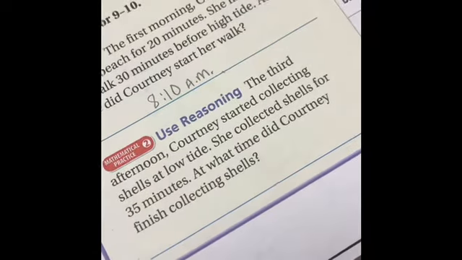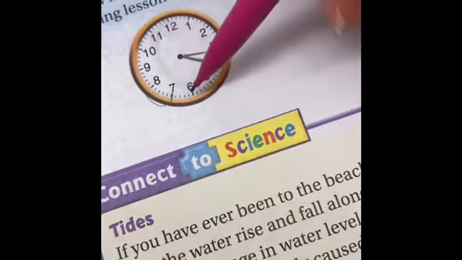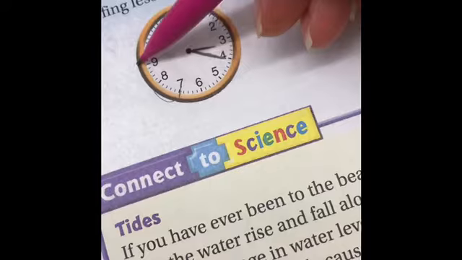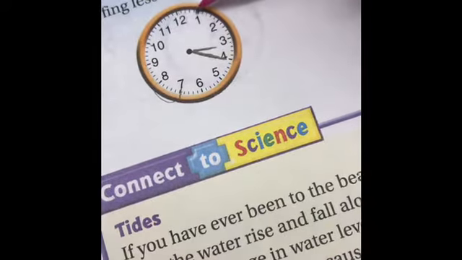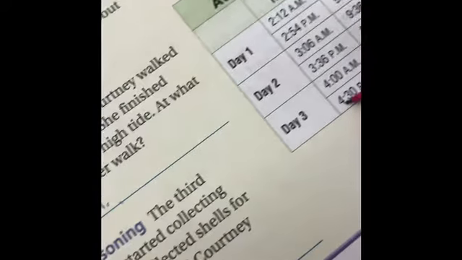And it says she collected shells for 35 minutes. So at what time did she finish collecting shells? So we have to pretend that our minute hand is at the 30, and we have to go for 35 more minutes. So we're gonna go 5, 10, 15, 20, 25, 30, 35. That brings us to the 1, which is 5, okay? So since we went further, we added on to the next hour, which makes it 5, and since we landed on the 1 on the clock, that's 05. So it's 5. So at what time did Courtney finish collecting shells? It was 5:05 PM.